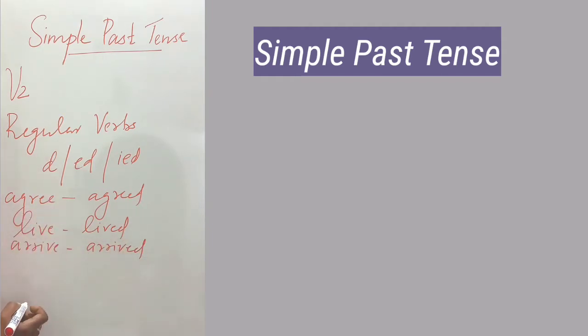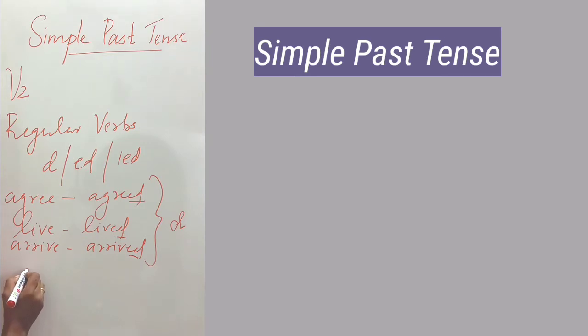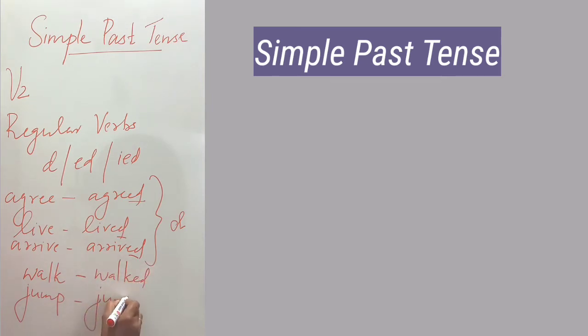Here we get the past tense of the verb by adding d to the base form of the verb. Then verbs like walk, jump: walk, walked; jump, jumped. Here we add ed to the base form of the verb.